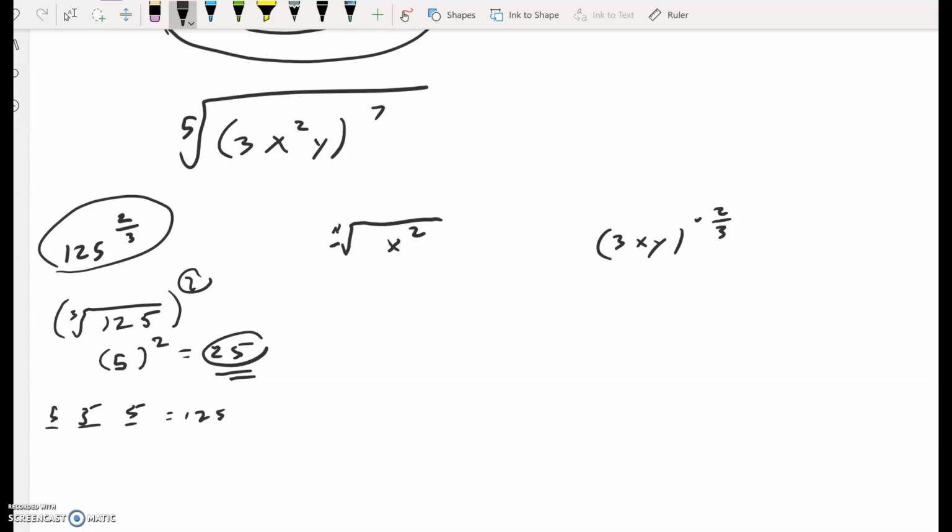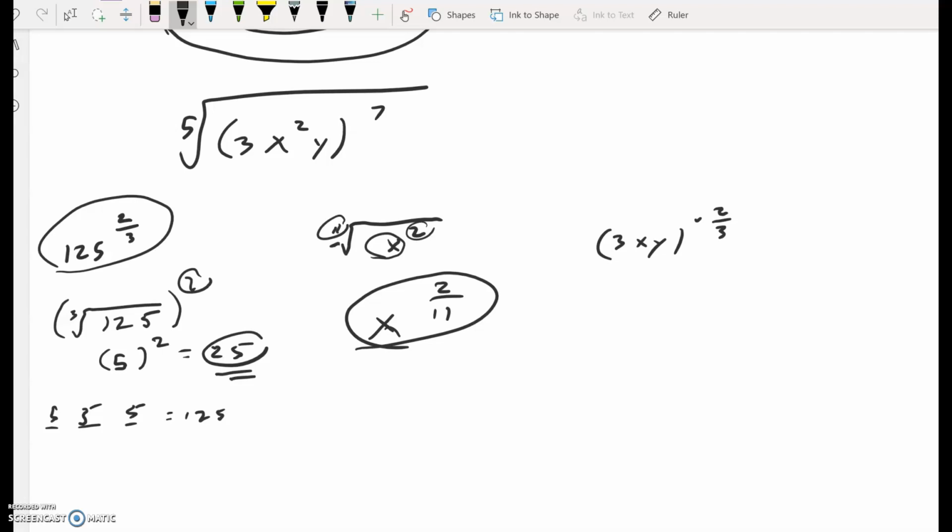Here the directions are to write this using a fractional exponent. So the power of 2 will be the numerator of the fraction, the index of the root will be the denominator of the fraction, and this will be the base. So we have x to the 2/11 power, and we're done.